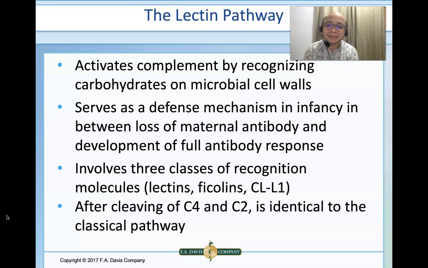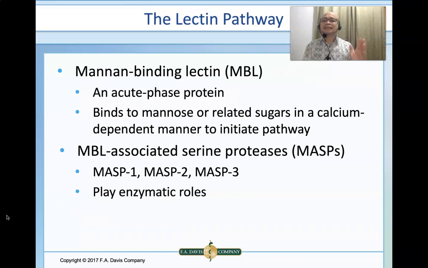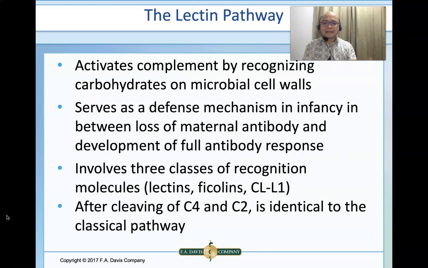So it involves 3 classes of recognition molecules. So unlike the classical pathway, which is induced by IgG or IgM, this time it is induced by recognition molecules such as lectins, ficolins, and CLL1. So what will happen is that after cleaving C4 and C2, the process is now identical to the classical pathway. So what's the difference? The difference is that instead of C1, which is made up of a trimolecular complex of C1q, C1r, and C1s, in the lectin pathway, the recognition molecules are lectins, ficolins, and CLL1. And after that, C4, C2, C3, C5, 6, 7, 8, 9. So all of the cascade will be the same as the classical pathway.